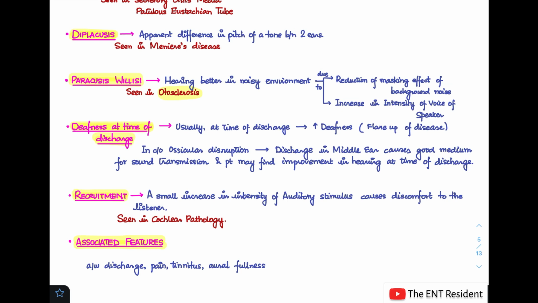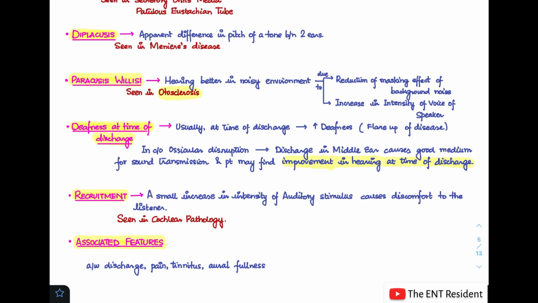Next is whether the deafness is there at the time of discharge from the ear. Now, usually at the time of discharge, there will be increased deafness because of the flare up of the disease. And also, in case of ossicular disruption, discharge in the middle ear provides a good medium for sound transmission, and therefore the patient may find that there is an improvement of hearing at the time of discharge. So, this is an important history that lets you know about ossicular disruption.